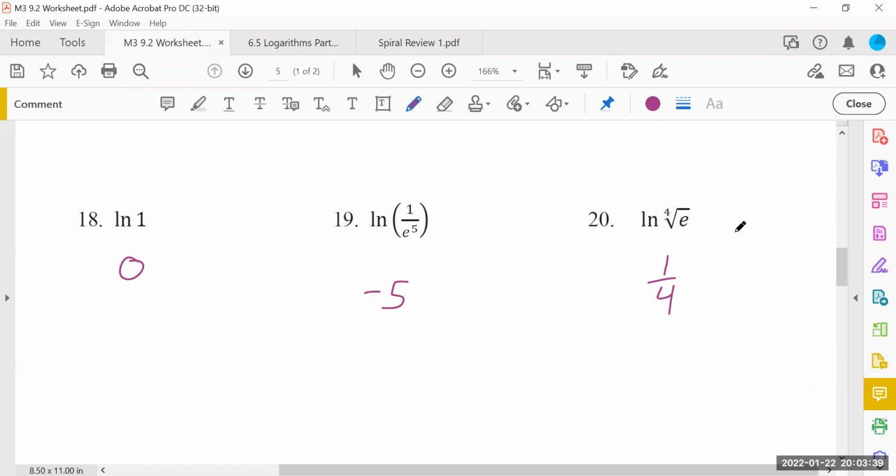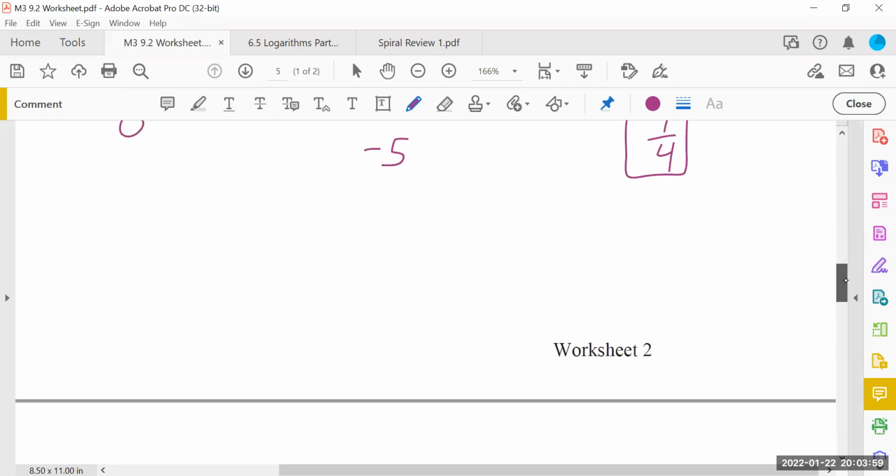But again, that 4th root literally means e to the 1/4 power. And so when it asks me the natural log or log base e of e to the 1 over 4 power, e to what power gives me e to the 1/4 power? It's the 1/4 power. Again, I'm saying the answer as I'm reading the question.